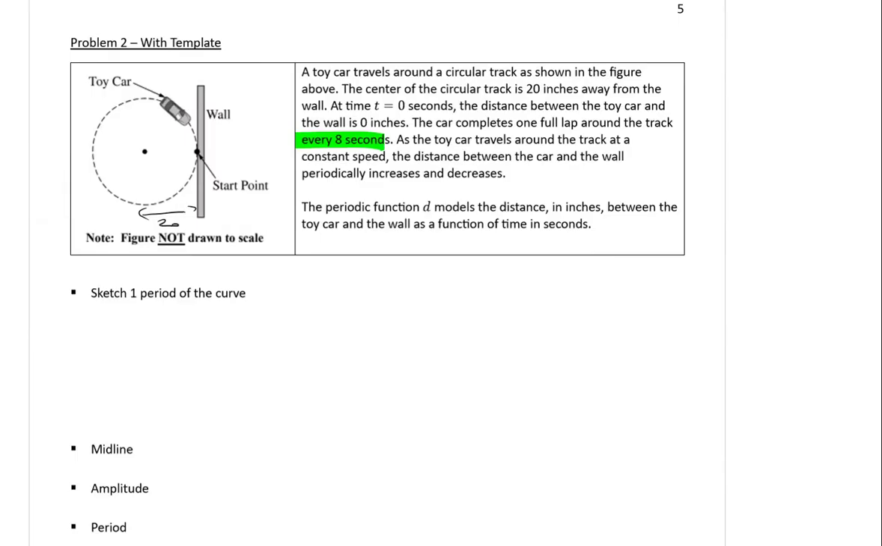So at time t equals 0, it's at a distance of 0 inches away from the wall. Okay, right here at the starting point, all right? And we know that it takes 8 seconds to complete the full lap. So at 8 seconds, it would be a distance of 0 once again. All right?